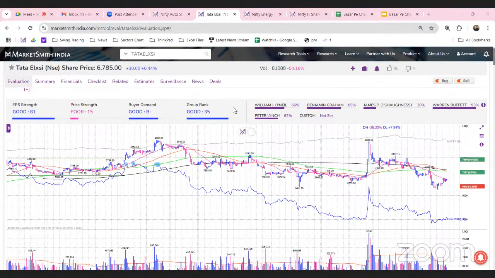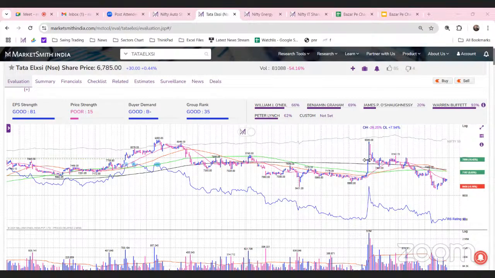So here we give our opinion and analysis, and we recommend, be it in MarketSmith or TraderSmith, only stocks listed on NSE. Even BSE sometimes, in the rarest of rare events, we follow BSE-listed stocks, but 99.9% of the time we follow NSE-listed stocks only. So we do not consider any unlisted stocks.